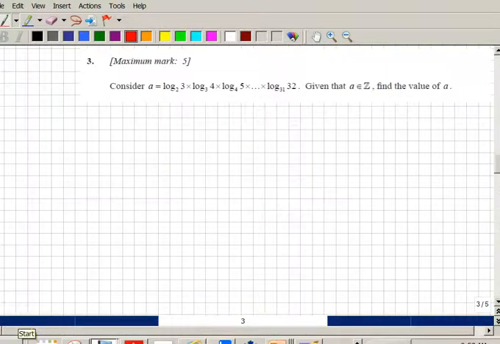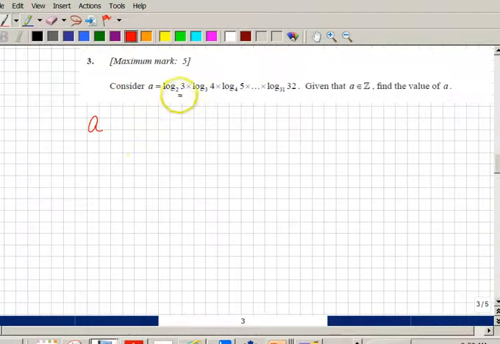Problem number 3, another pretty easy 5-mark question. You want to try to get all these easy ones as much as possible, because you know they're going to get tougher towards the end. But this one's fairly easy if you know your log properties. We're trying to find the value of a, and a is equal to that product of some logs.